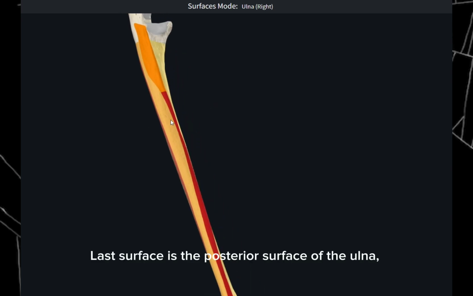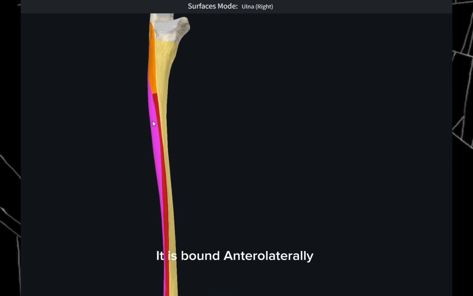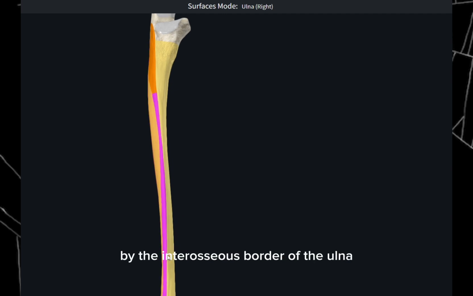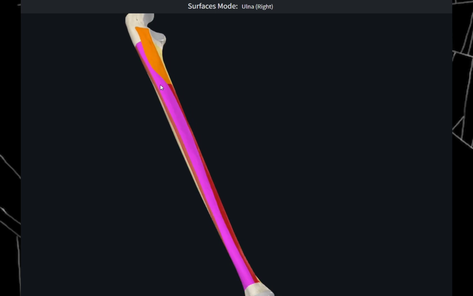Last surface is the posterior surface of the ulna, which is located on the posterolateral aspect of the body of ulna. It is bound anterolaterally by the interosseous border of the ulna and supinator crest, and posteriorly by the posterior border of ulna. This surface is the posterior surface.